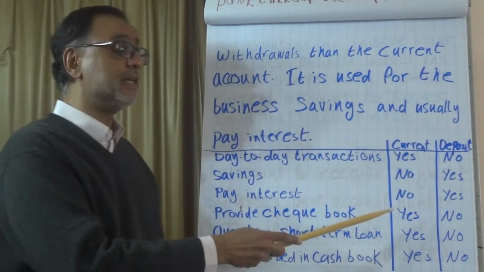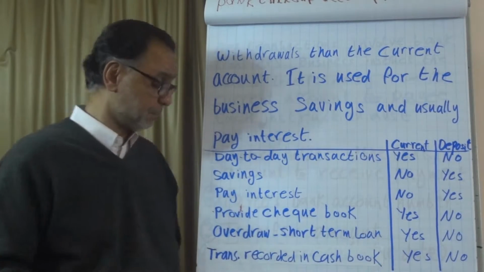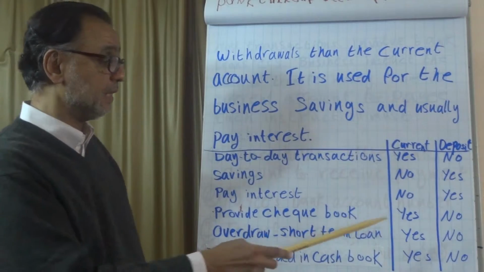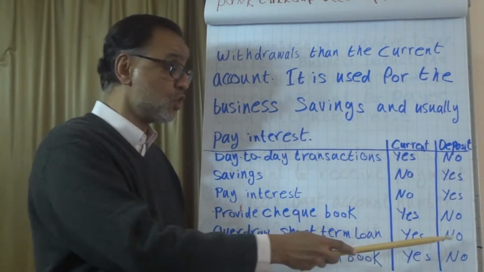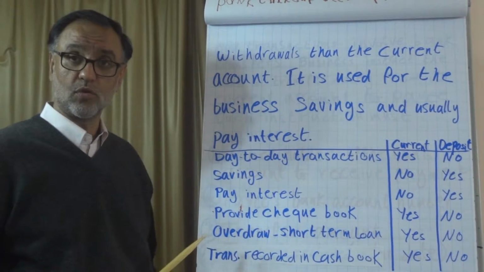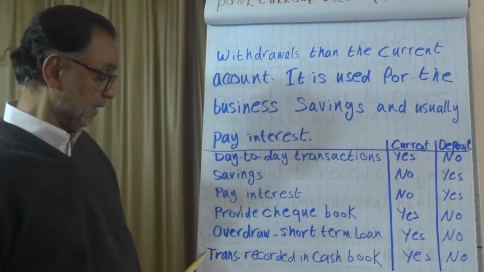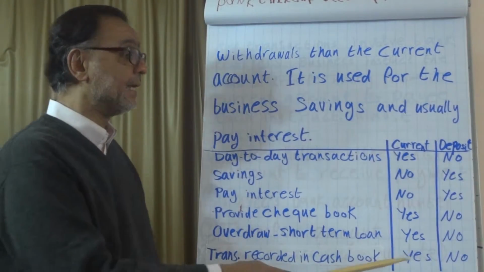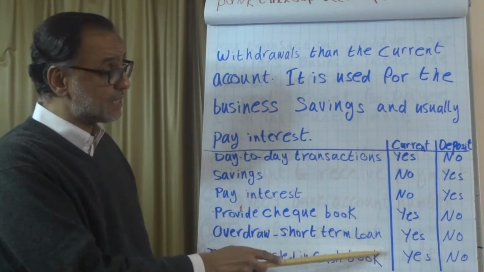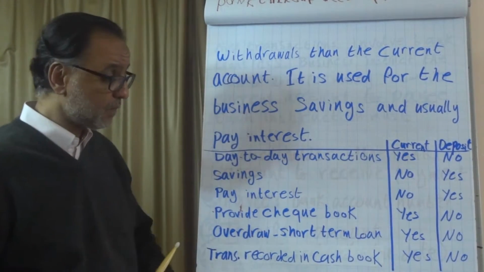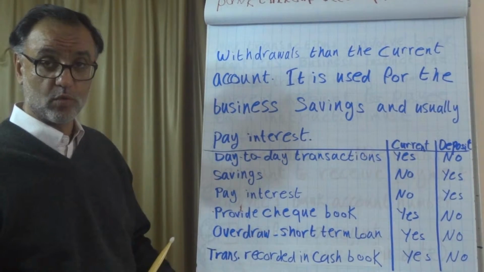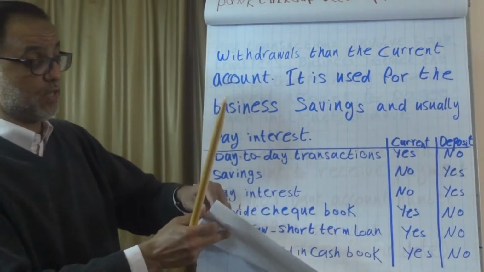Provide checkbook: yes for the current, no for the deposit. Overdraw for a shorter term loan: yes for the current account, no for the deposit, because you can use a deposit as a guarantee for a long term loan. Transaction recorded in cash book: yes for the current, no for the deposit. So we have 6 differences. We need to remember all of them all the time, so this will make it easier for us to distinguish between the two accounts.